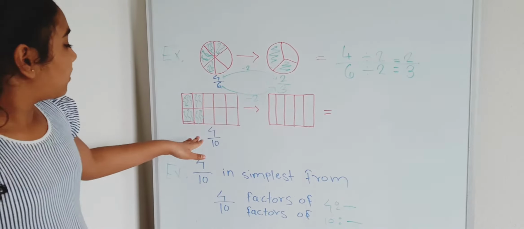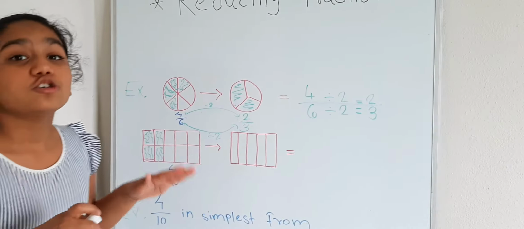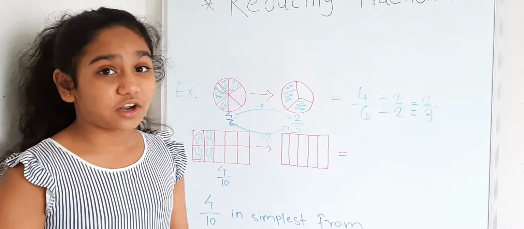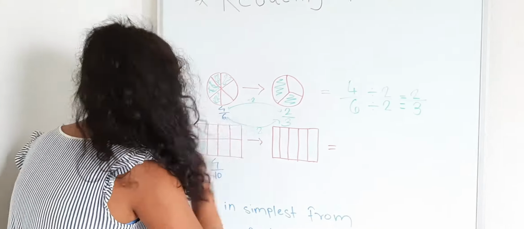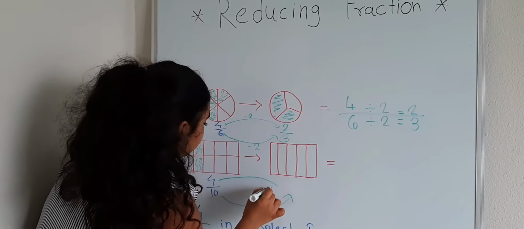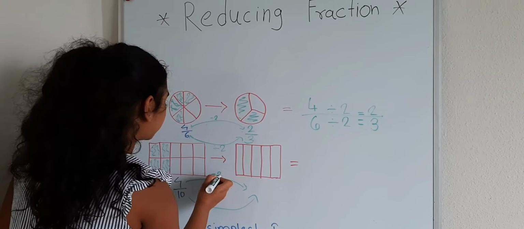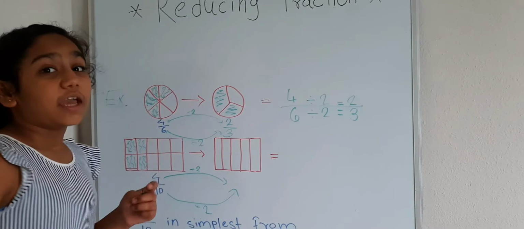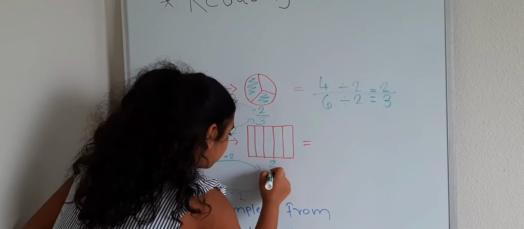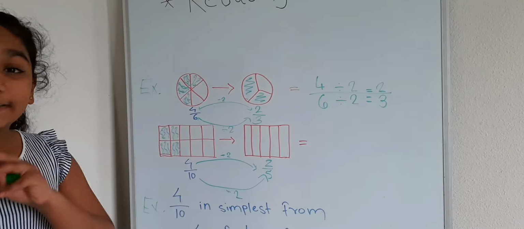Okay, question number 2. 4/10. 2 has 4 in its table and 2 also has 10 in its table. So what is our number? Yes, our number is 2. If you want to use arrows right now, you can do that. So divided by 2 and also divided by 2. Keep on writing this. 4 divided by 2 is 2, and 10 divided by 2 is 5. So how many parts will we shade? Yes, 2.